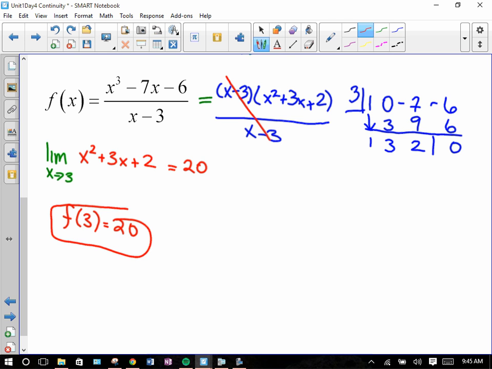Oh, that was easy. The only tricky part of that is that you have to remember synthetic division, which is a fairly straightforward process. I believe you guys probably remember that. How does that equal 20? We're plugging in 3, so I get 9 plus 9 is 18 plus 2 is 20.